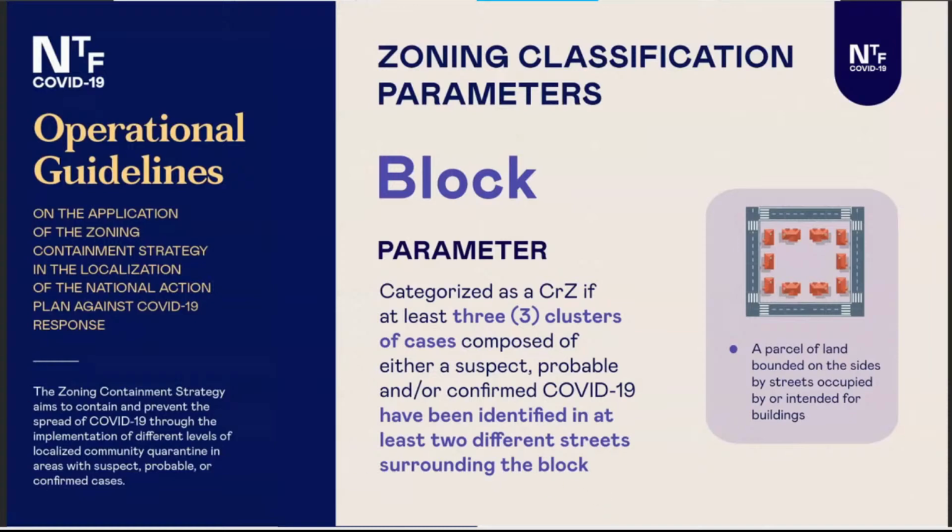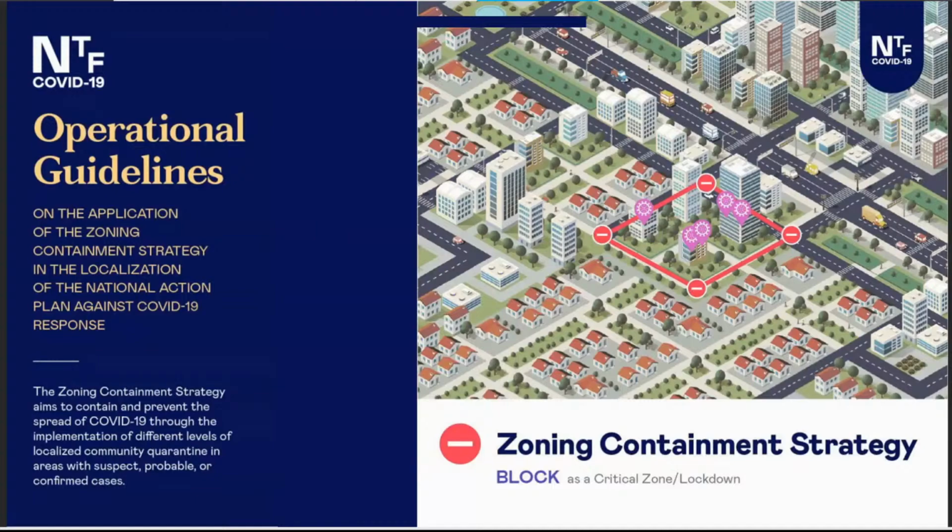So ang ibig sabihin niyan, in a geographical representation, ito po yun. So ito yung block. So kung nakikita niyo po, 4 po na streets yan. So may main street, tapos meron pang 2 street sa loob, may parang loop. So it has 2, 3, 4, 5 streets surrounding that block. And if there are, yung sabi natin, at least 3 cases, clustering of cases. So pag may 3 clusters of cases in that particular block, block lockdown po ang ating gagawin.